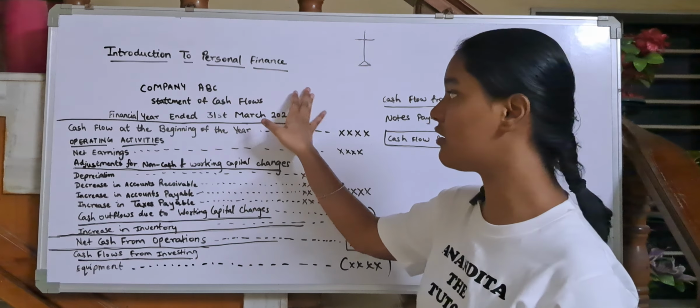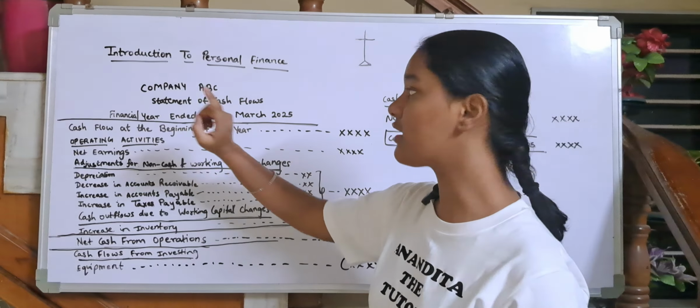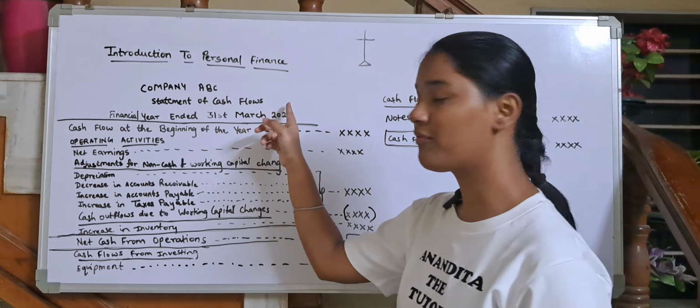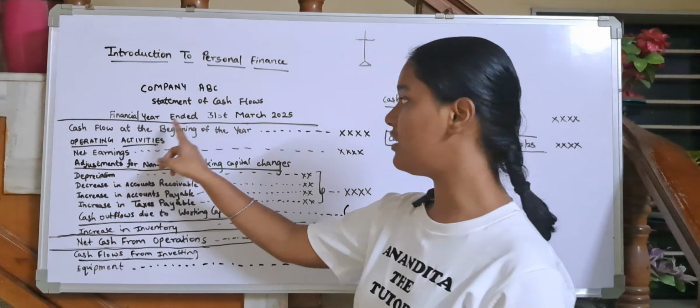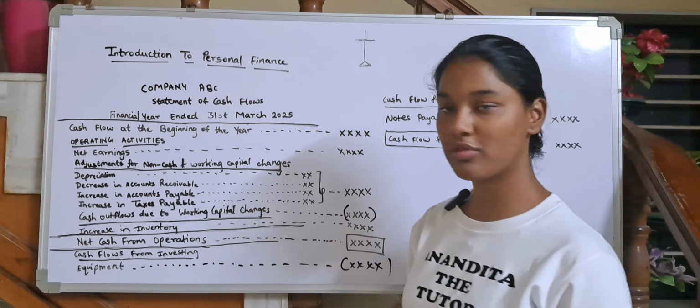After writing that, you start with the preparation. In this example, in this format, we have written our company name as ABC, what we are preparing, statement of cash flows, and the financial year, which is ending on 31st March 2025.